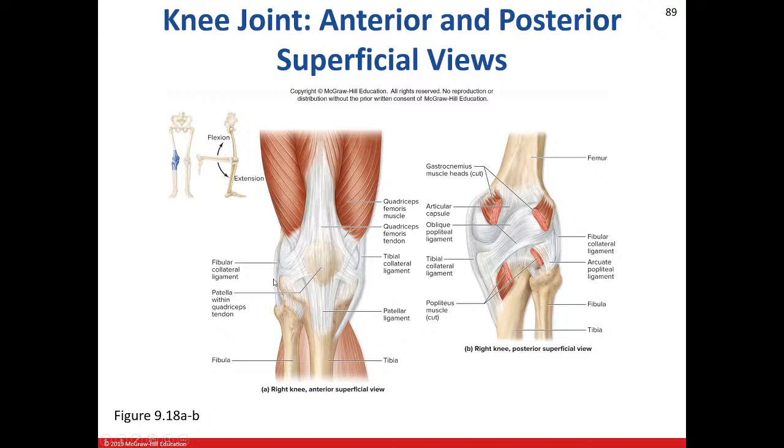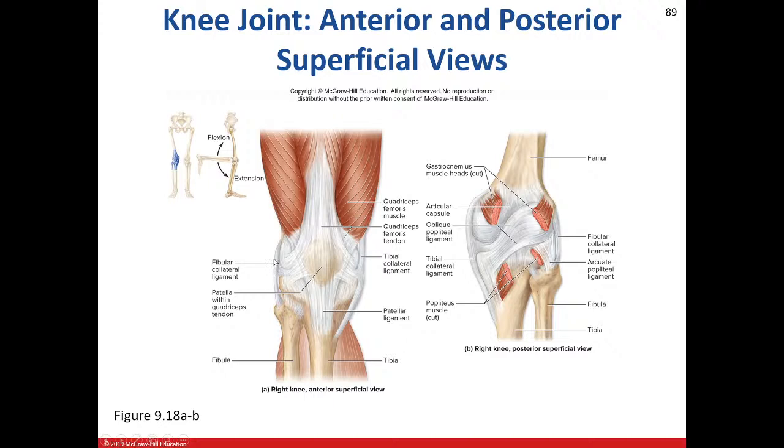We have the fibular or lateral and the tibial or medial collateral ligaments. Collateral means to the side. All right, these are on the outside and they're on the sides of the joint capsule. They are extrinsic ligaments. So fibular and tibial tell you which bones they attach to, the tibia or the fibula.